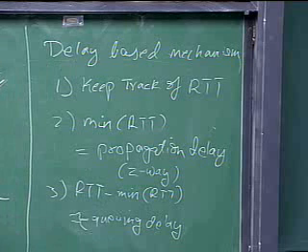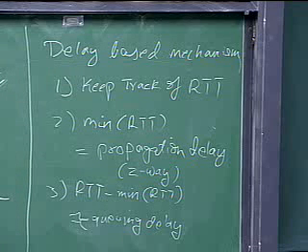So every time you get a new sample, you compare it to your current minimum round trip time. The higher the difference, the more queuing delay you're encountering. And by using these values, you can guess the rate at which you must transmit so that there is no queuing delay. And you can do this rate matching.